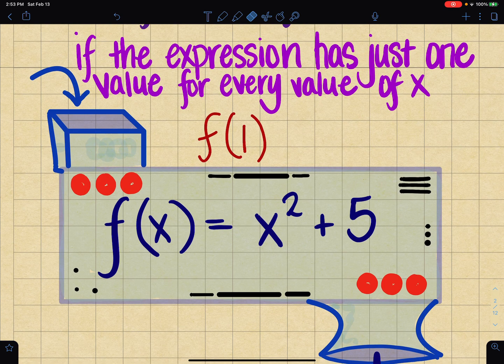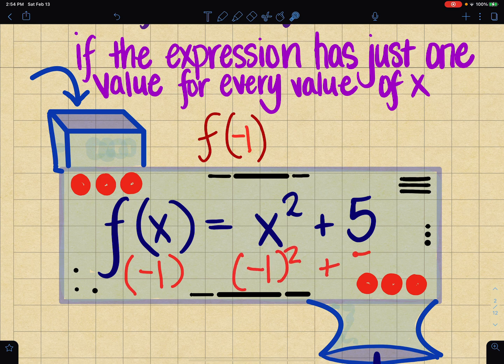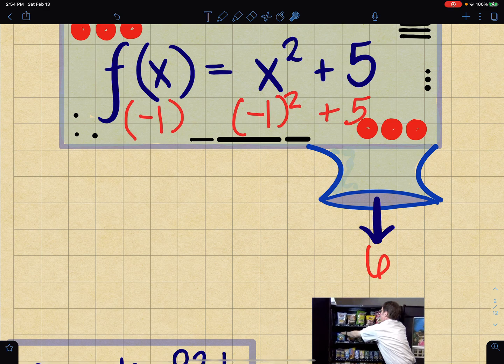If you put in a different number, how about we do f of negative 1. We put that in for the x. It's negative 1 squared plus 5. Well, negative 1 squared is just 1, because it's negative 1 times negative 1. You add 5 to it, and it spits out a 6.